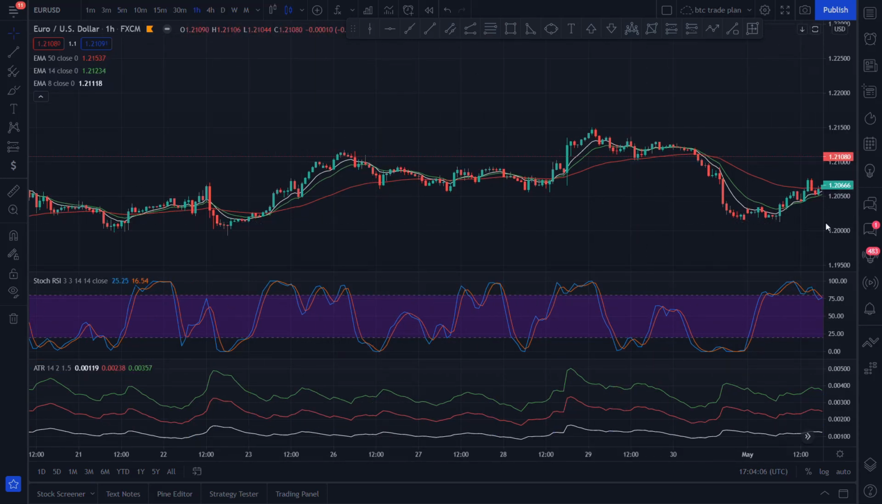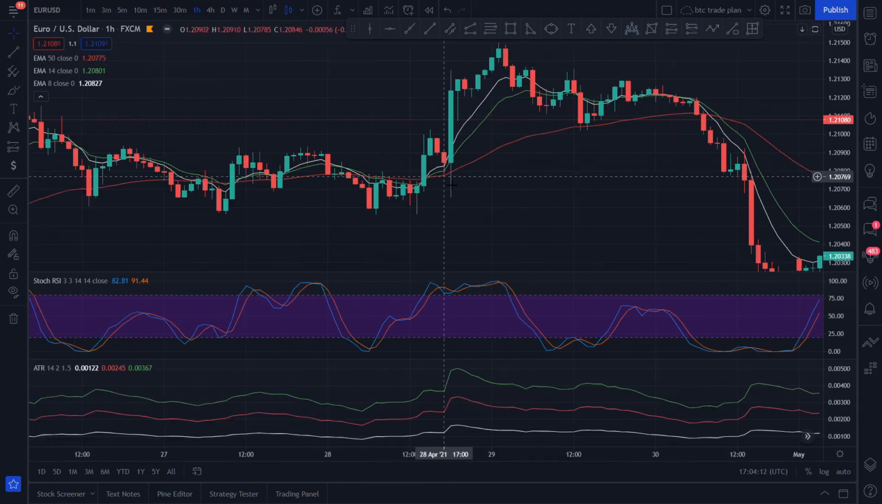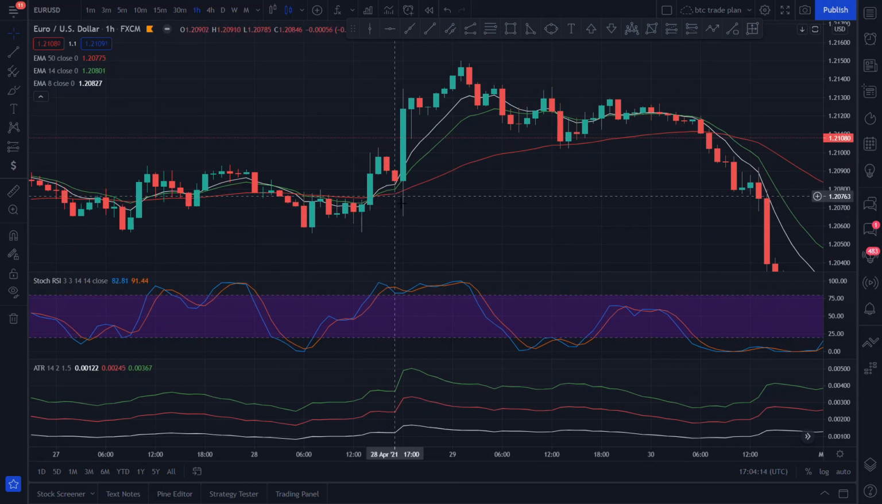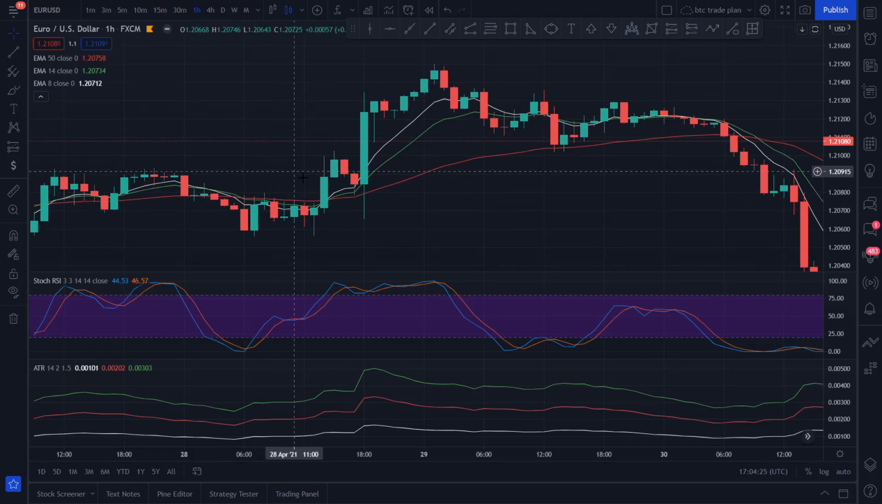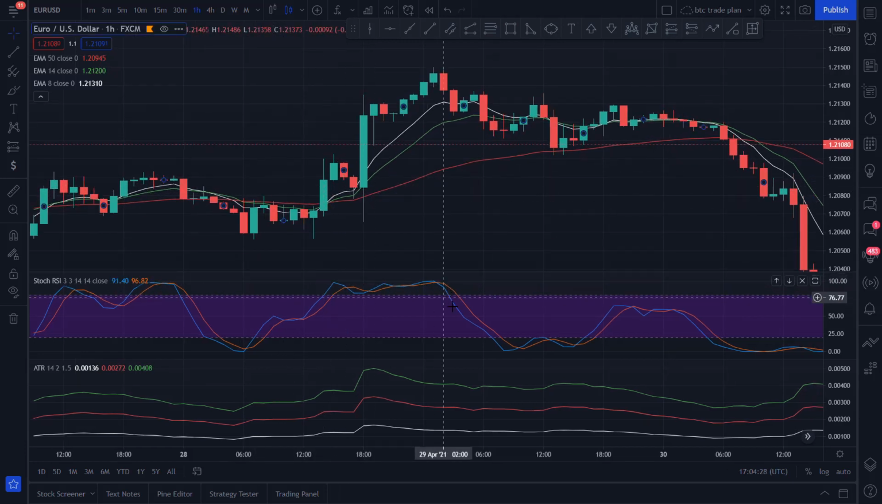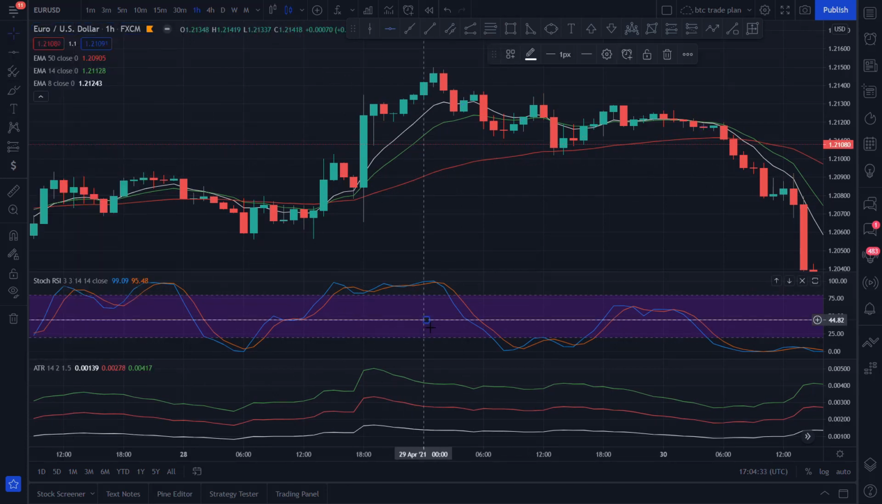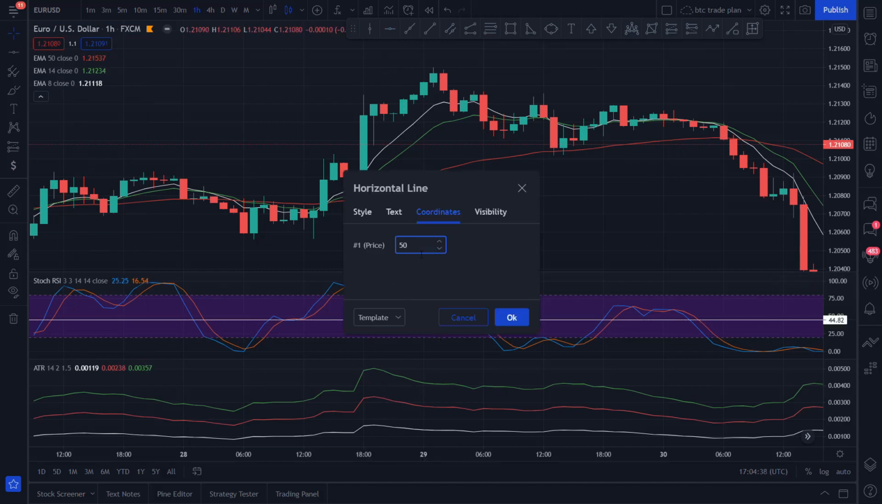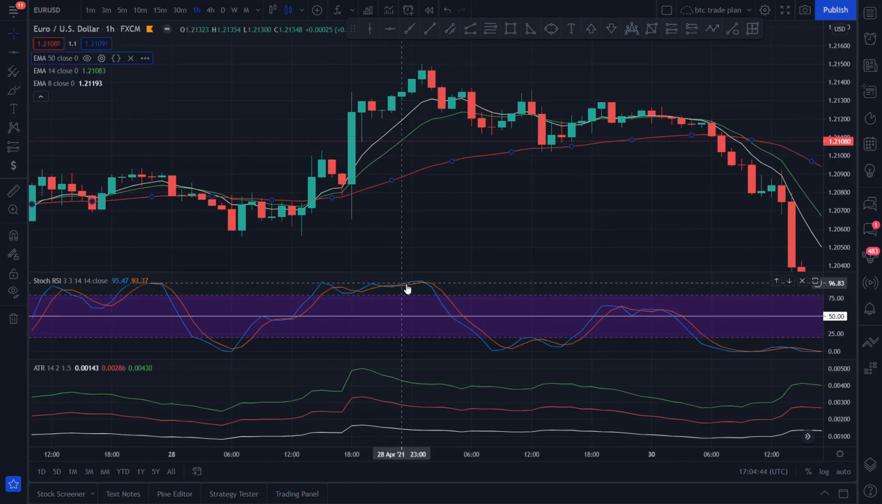Okay, now for a long entry, you want to see all the EMAs line up in this series: the 50, the 14 and the 8. Price needs to be closing above all of the 3 EMAs, and you need the stochastic RSI to be under the 50 line. So to make that easier, we are going to put a line on the stochastic RSI indicator and give it the value of 50. Okay, all set. Now let's see a long entry.